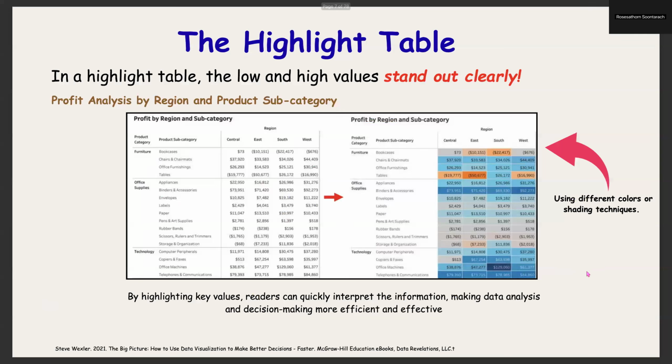And sometimes we can highlight the table. You can highlight the low and high values to make them stand out clearly. For example, this is the same table, and then you can use different colors or shading to highlight the data. By highlighting key values, leaders can quickly interpret the information and make data analysis and decision making more efficient and effective.